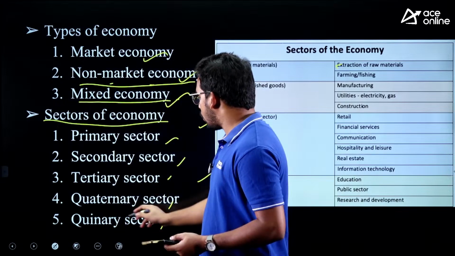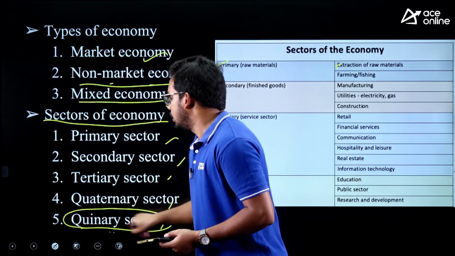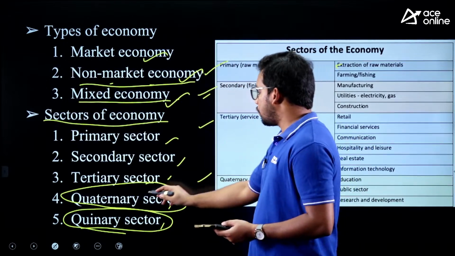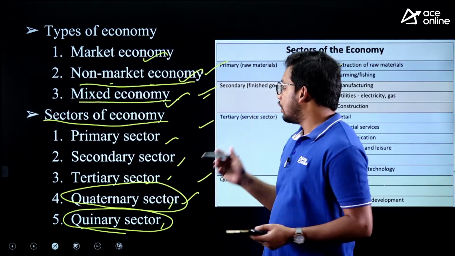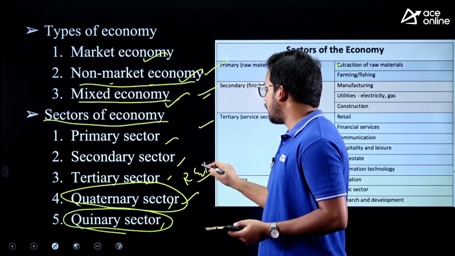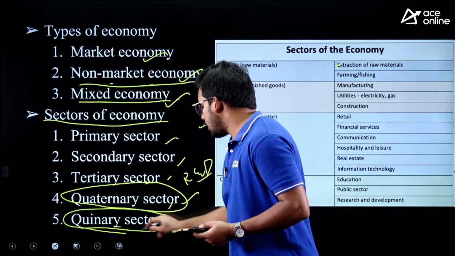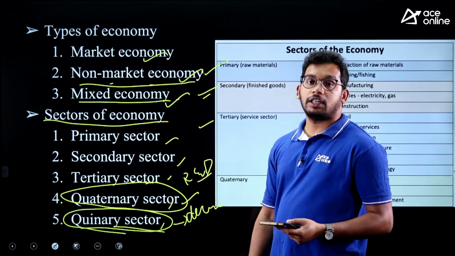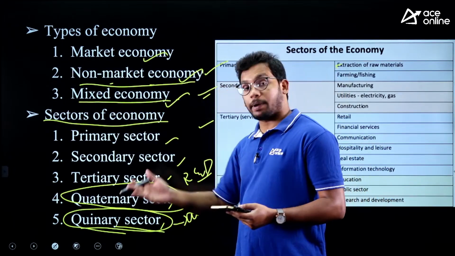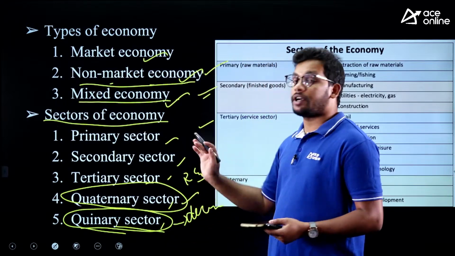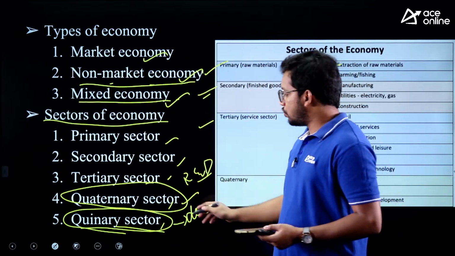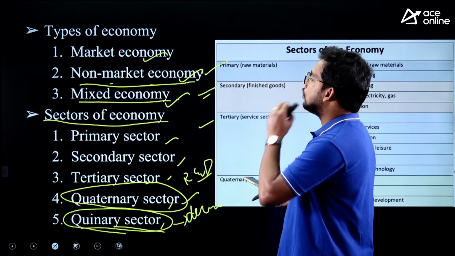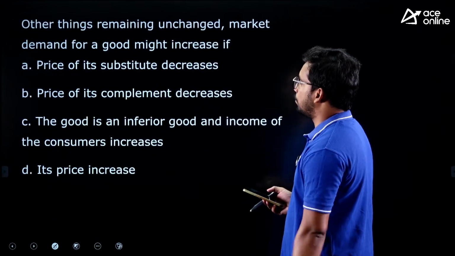And we have one more, called the quinary sector. Quinary and quaternary may confuse you in the exam. Quaternary is for research and development, scientific developments. And quinary means decision making, like the chairman of ISRO or the prime minister. Those are the people who take decisions for the country. So this includes the quinary sector, right? So this is about the sectors of the economy.